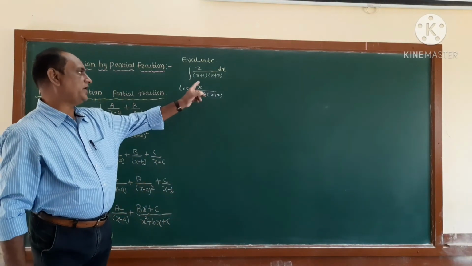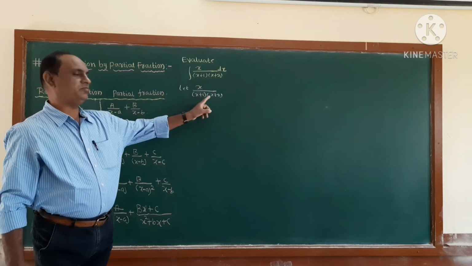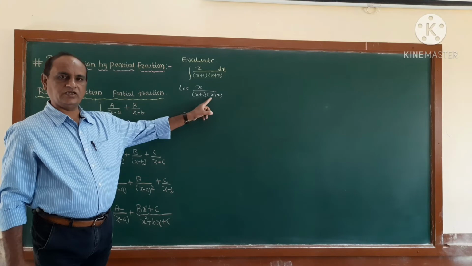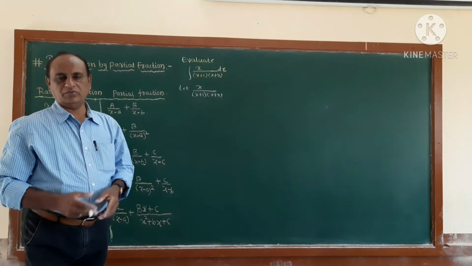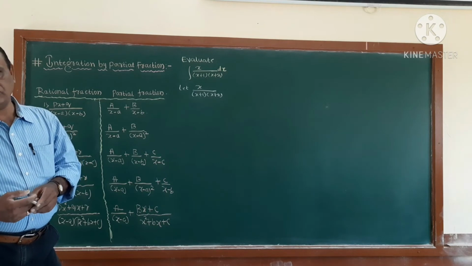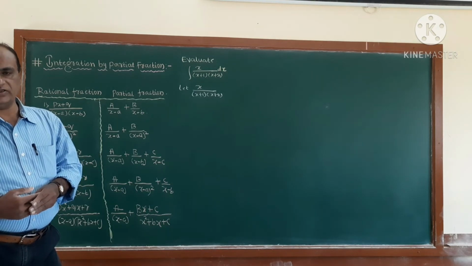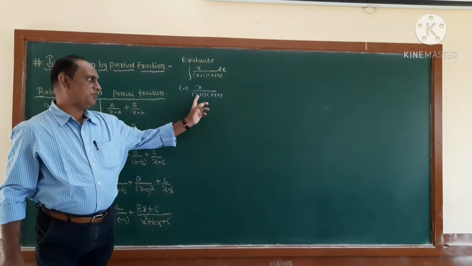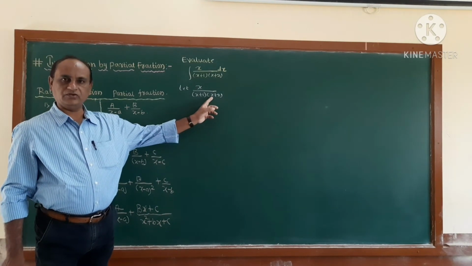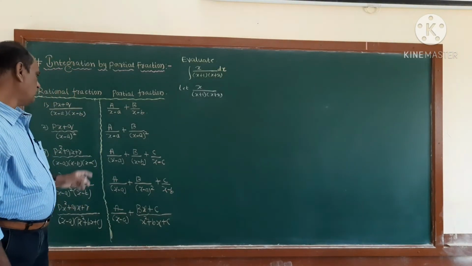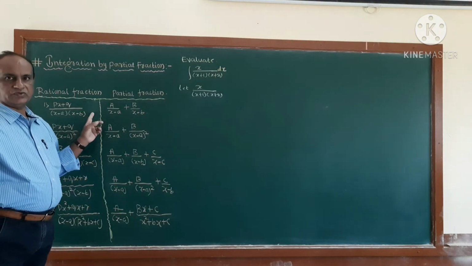The numerator has degree 1 and the denominator has degree 2. So the degree of the numerator P(x) is less than the degree of the denominator Q(x). Therefore, it is a proper fraction. Now observe the denominator: it has linear factors that are non-repeated. For non-repeated factors, apply working rule number 1.